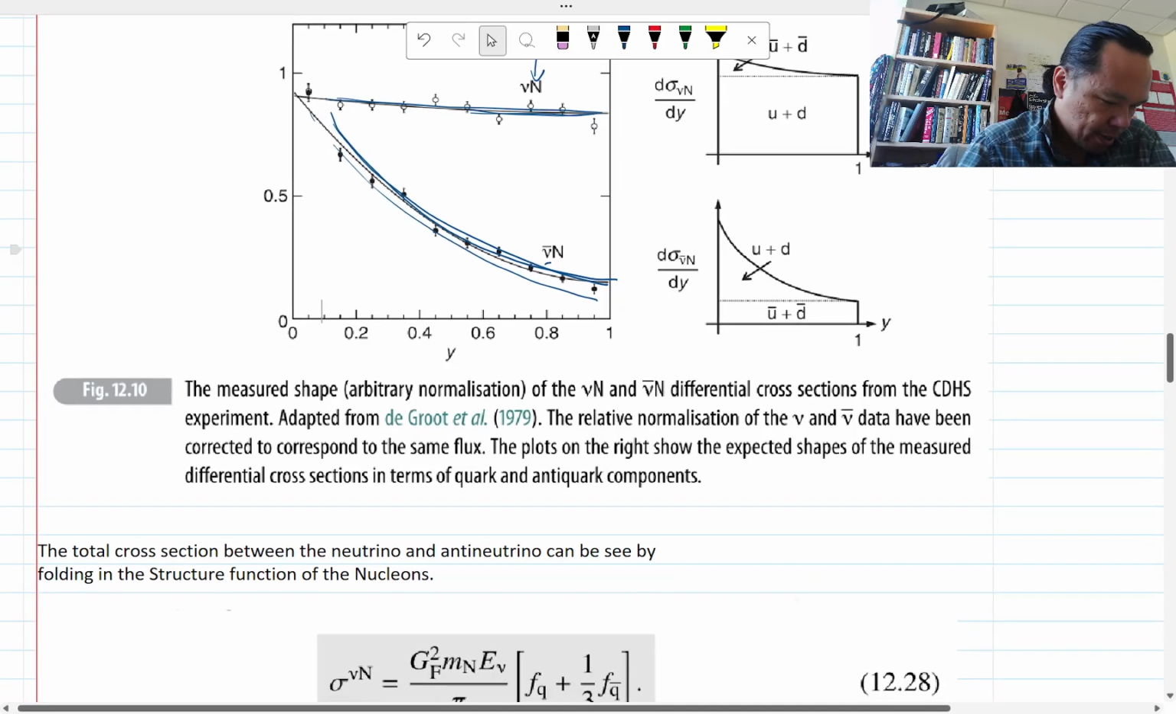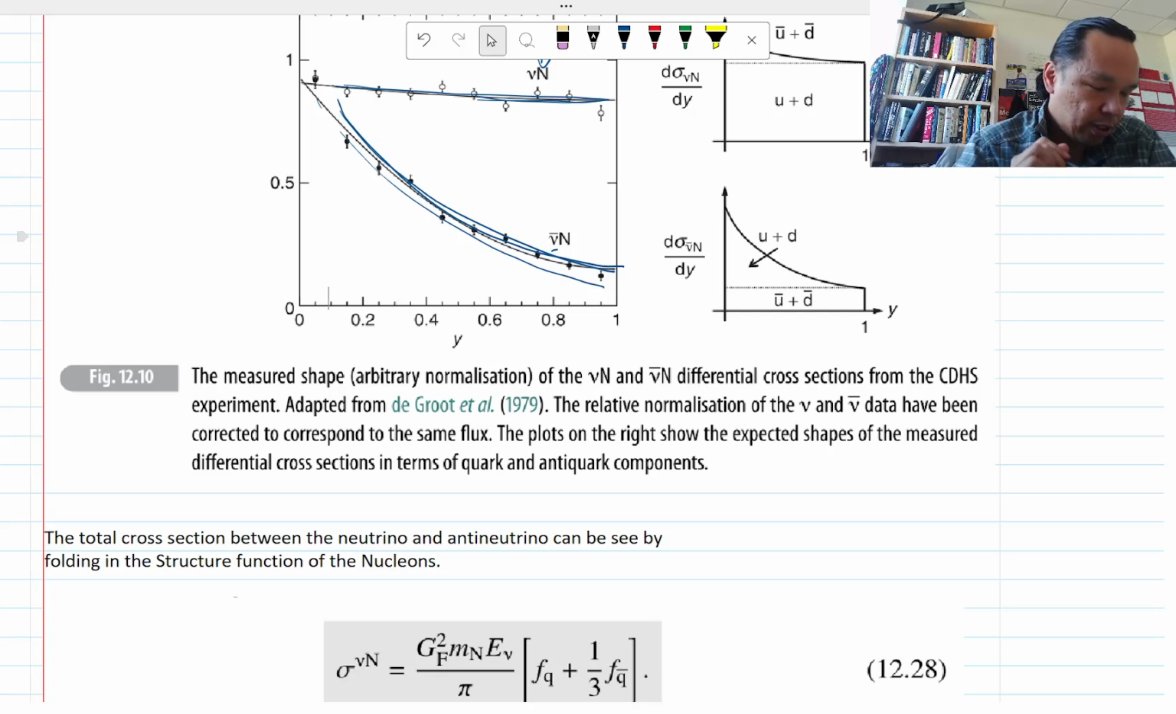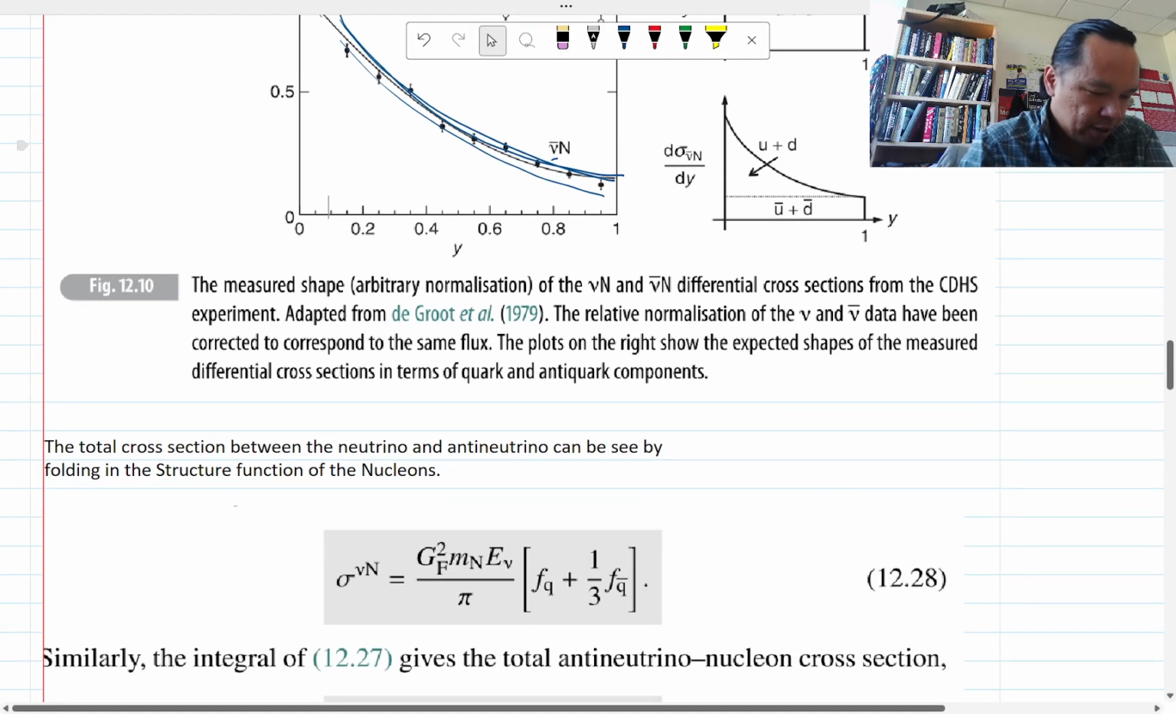So this is how we can figure out how many neutrinos will hit some nucleon, depending on what the nucleon is. The bigger the nucleus, the higher the Z or the A value, the more nucleons you have to scatter off of. Therefore, it increases your chance of hitting it.